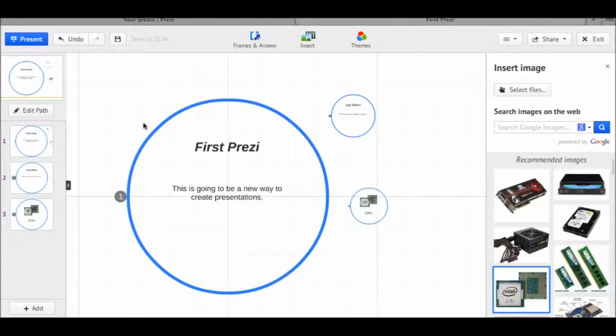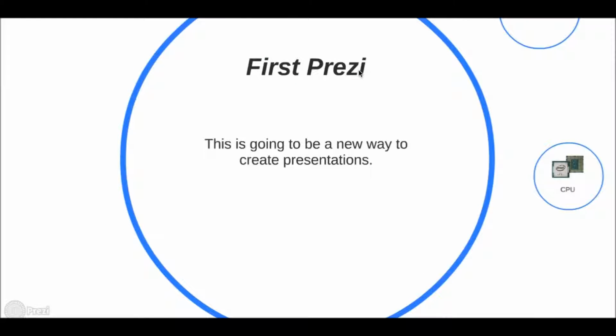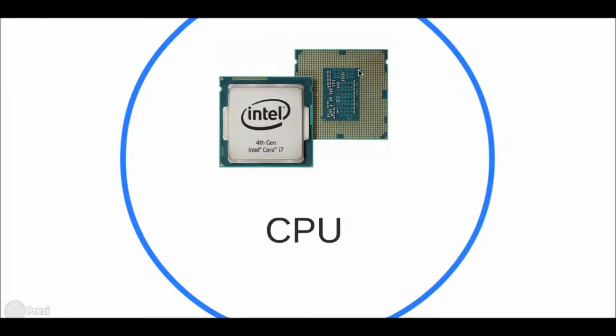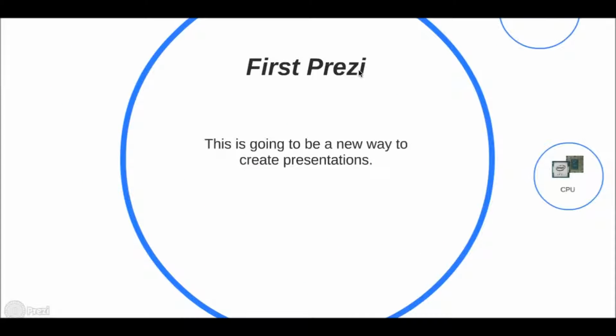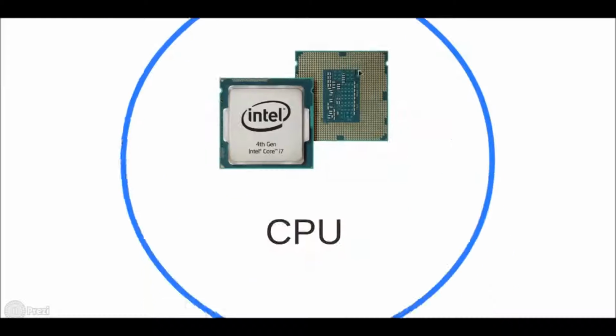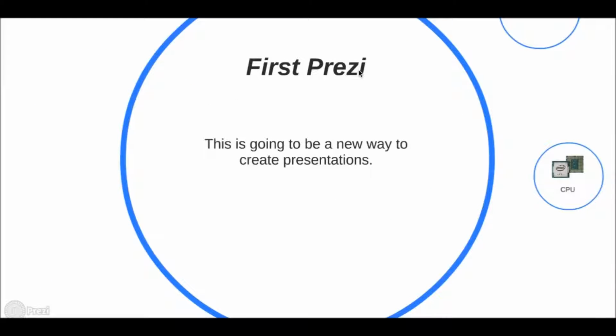At this point, if I hit Present, we can look at our progress. So now we have our first object. When I hit the right arrow key, we go to our second object, hit the arrow key again, and we go to our third object. If we miss something, we can go back using the back arrow key and go through it again. When you're done with that, hit escape.